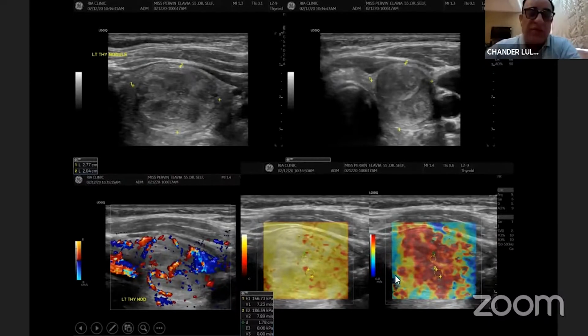So essentially, elastography is a very new modality. It is just a complementary modality. We rely basically on ultrasound and color Doppler and FNA if necessary. This is a complementary tool, so it yet has to come into the guidelines, but it does help us on a day-to-day basis.